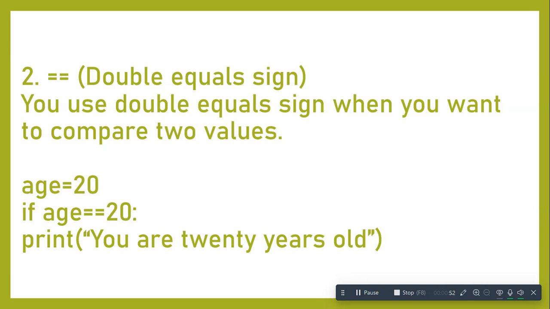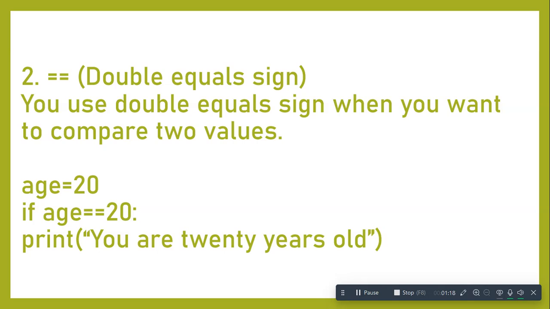Then next is the double equal sign. We use the double equal sign when we want to compare two values. It is used to compare two values. For example, age is a variable. In that age variable I have stored 20. If age == 20, print you are 20 years old. So I think from this simple program the concept is clear.